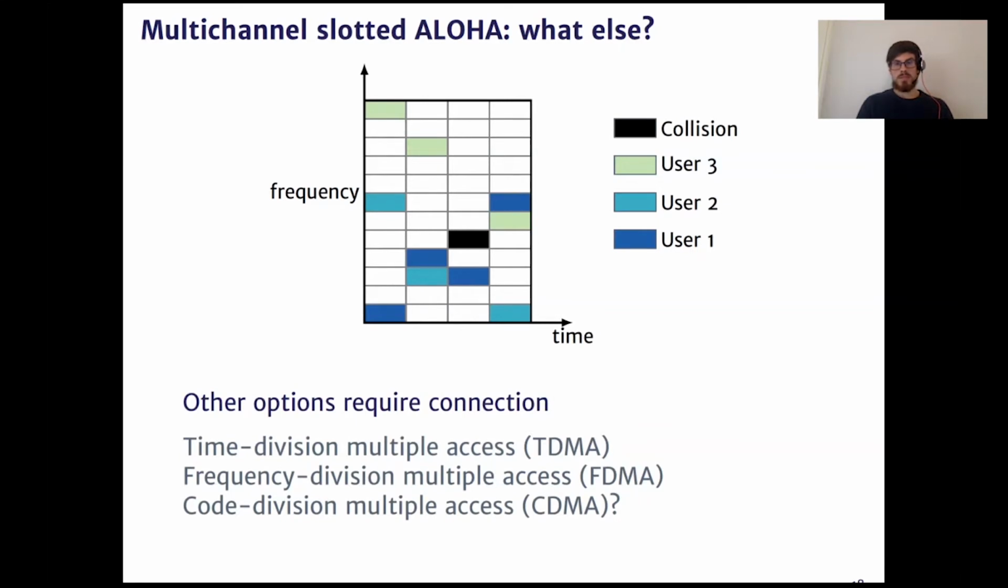As I mentioned, this is quite flexible, so we do not need that much information from the base station, but we have other options, right? For multiple access, yes, we have, but they require a connection or more fine-grained coordination. For example, we have time division multiple access, frequency division multiple access, and code division multiple access, which normally require signaling from the base station to allocate the resources. So these are mostly for the connected mode.